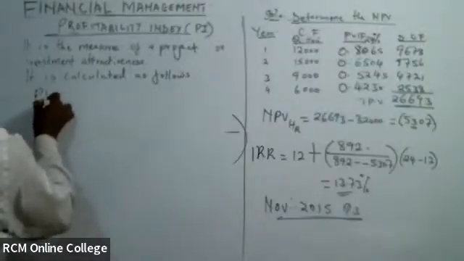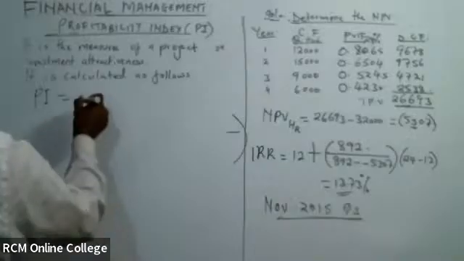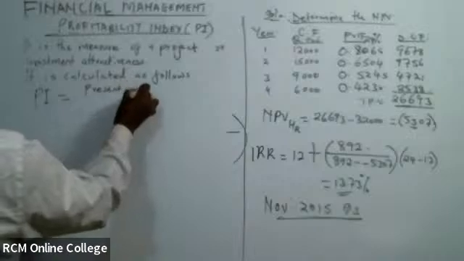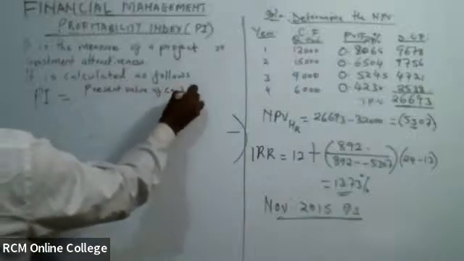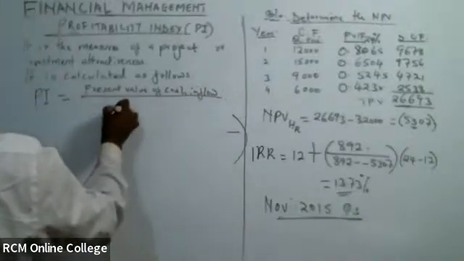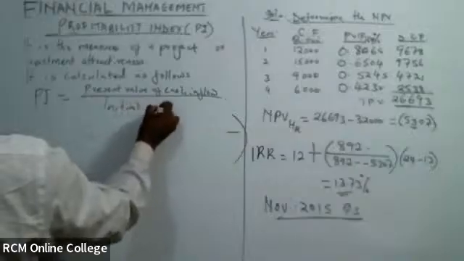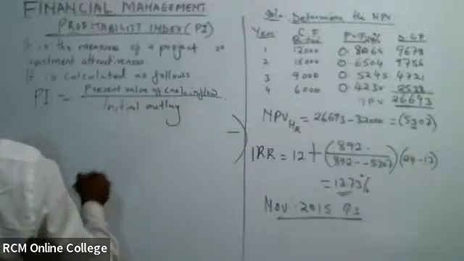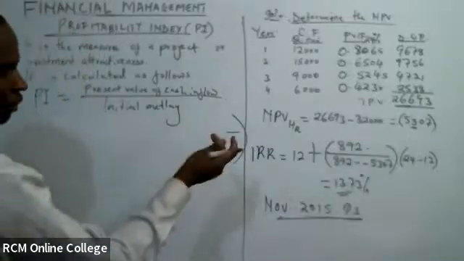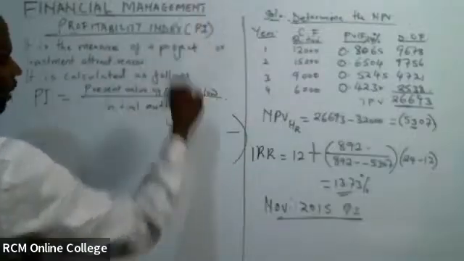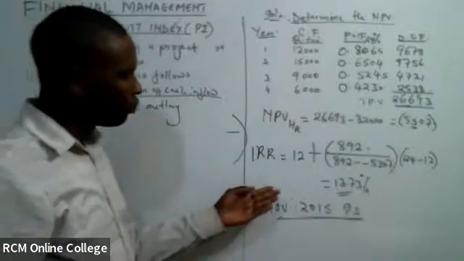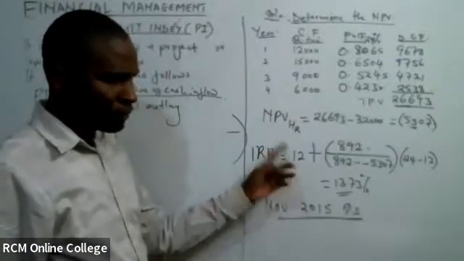So to get the PI, we need to first of all get the present value of cash inflow, divide by what? The initial outlay. Because it's an index, you're not multiplying by 100, not as a percent. It is an index. By the way, how do you interpret here?